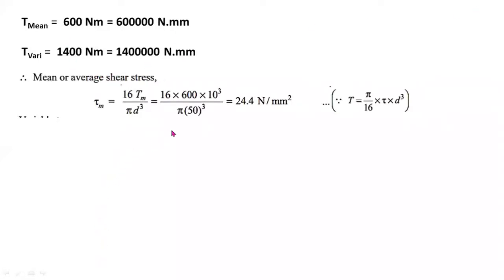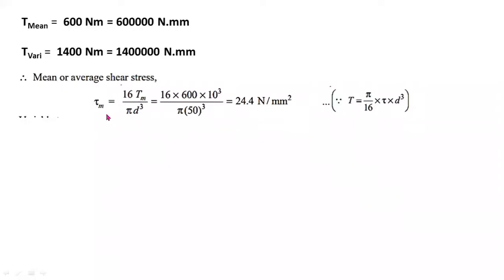And here you can observe the mean or average shear stress. Already we know the formula for shear stress. This formula is for the torque for a solid shaft: torque equals pi d cube by 16 into tau. From this equation, you have to use the formula tau equal to 16 T by pi d cube. Tau is the shear stress. So shear stress equals 16 into torque by pi d cube.